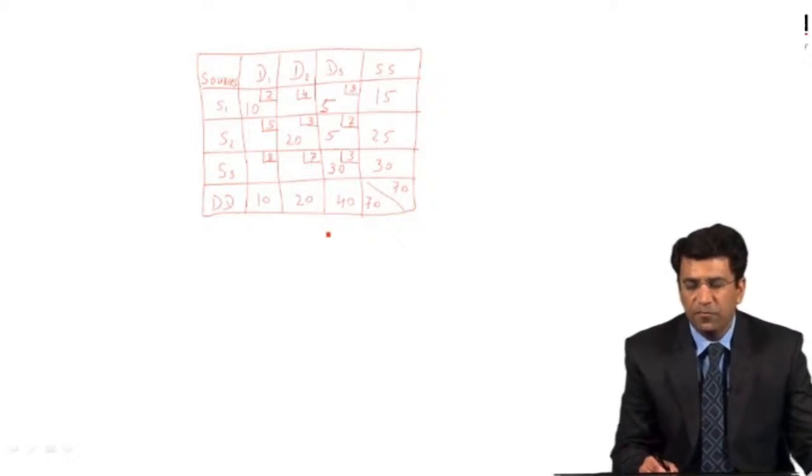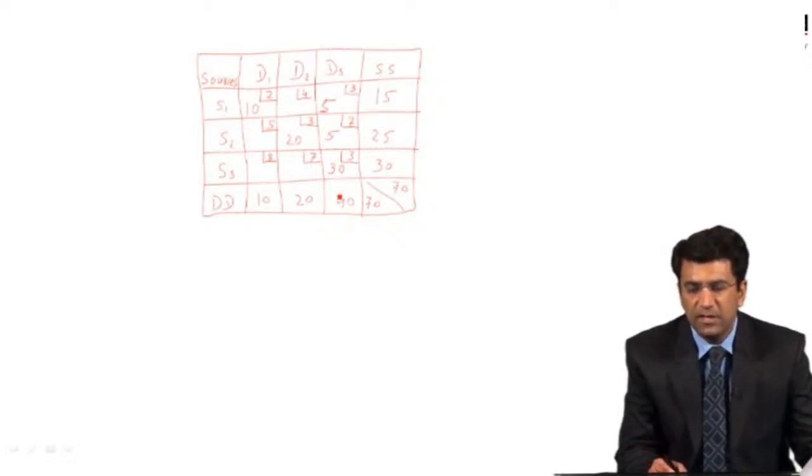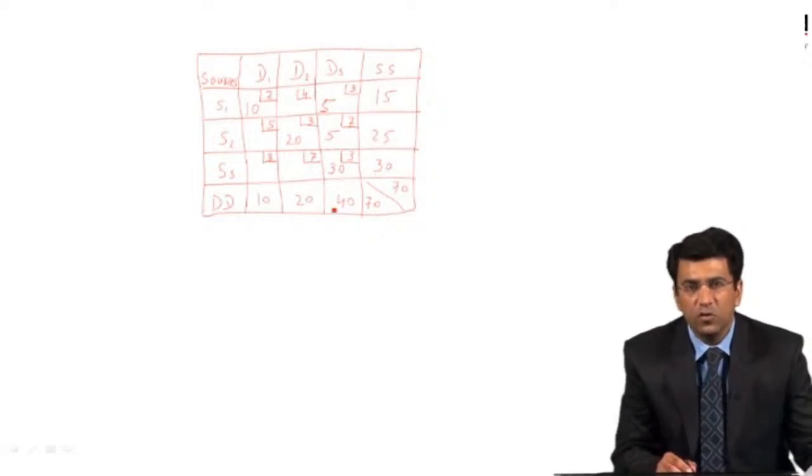So class, we have refilled this table by incorporating the value of theta. Now let's check the total. This is 10, this is 20, this is 5 plus 5 plus 30, 40, then 10 plus 5, 15, then 20 plus 5, 25, then 30 is equal to 30. So it means our row totals and column totals are not being disturbed.